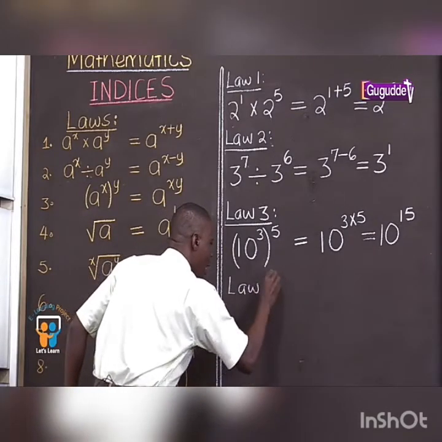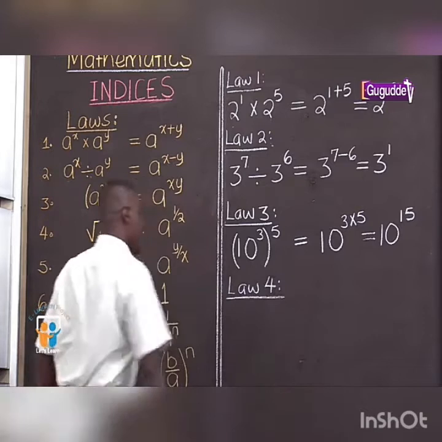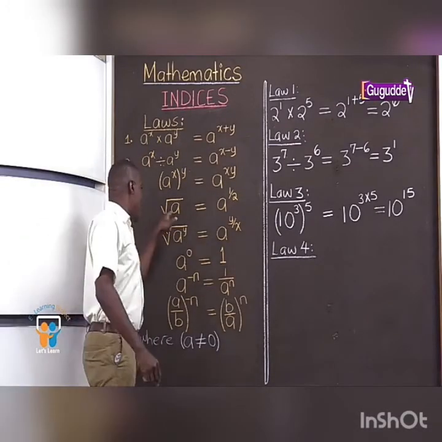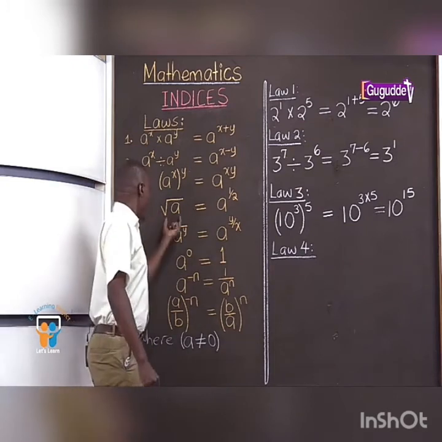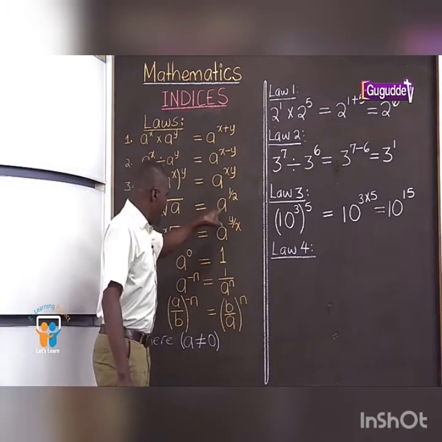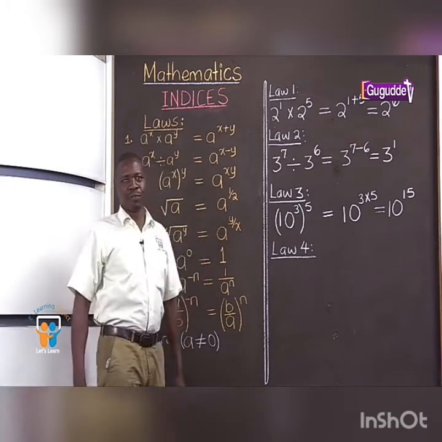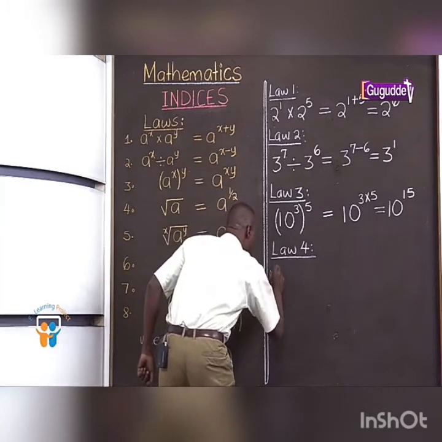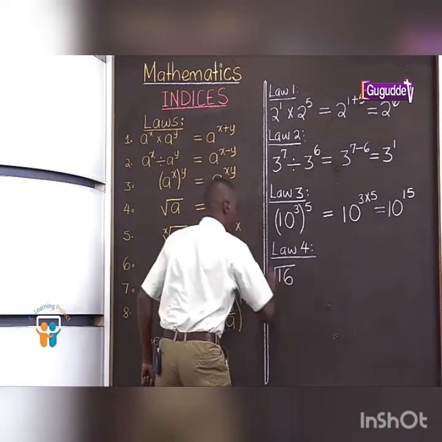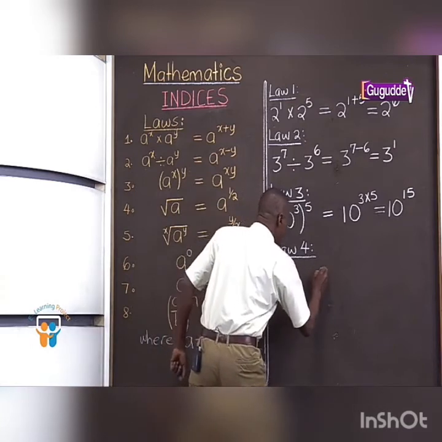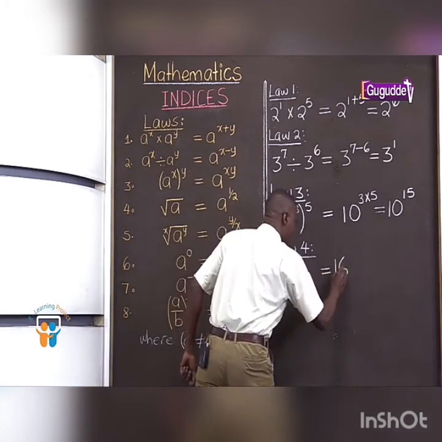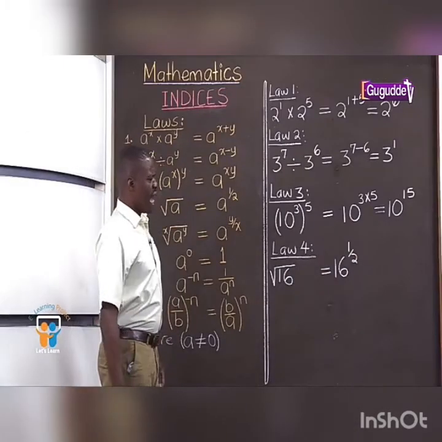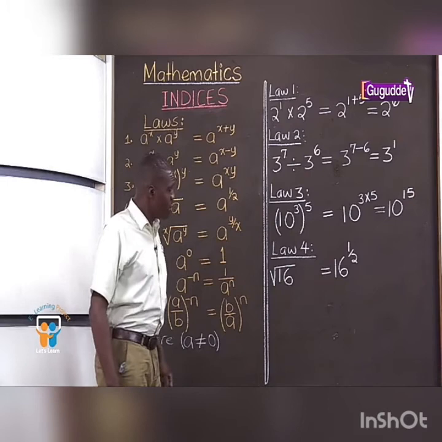Law number 4. Mr. Examiner, sir. Law number 4 says that the square root of any number a is that number to the power a half. It is that number to the power half. Suppose we have the square root of 16. The examiner is telling us that that is the same thing as saying 16 to the power a half. Mr. Examiner, are you sure? Yes, it is 16 to the power half.